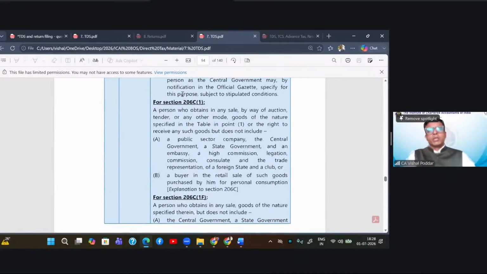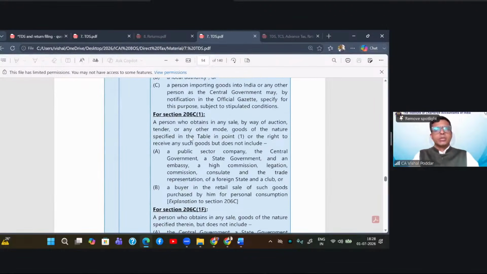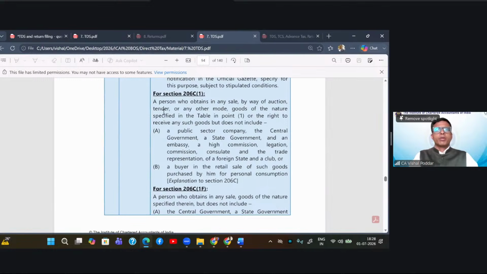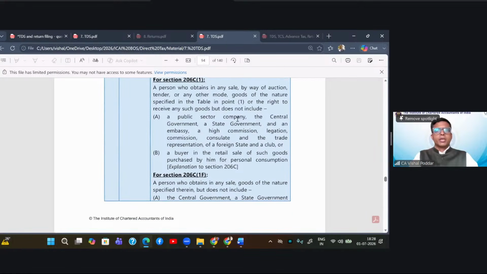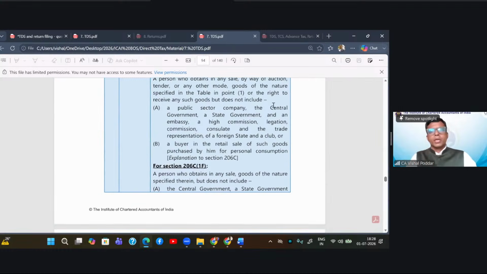Yes. See, now the definition of buyer for the purpose of 206C1, which is our case. A person who obtains in any sale by way of auction, tender, or any other mode goods of the nature specified in the table in point 1, that is all our cases, tendu leaves, etc., or the right to receive any such goods, but does not include. So who will not be covered in the buyer? The very first exception is a public sector company. So in our case, the buyer LMN Limited is a public sector company and public sector is excluded from the definition of buyer. In other words, when you are selling any of the items listed in 206C1, which in our case covers coal, to any one of these persons who are excluded, automatically TCS will not apply.